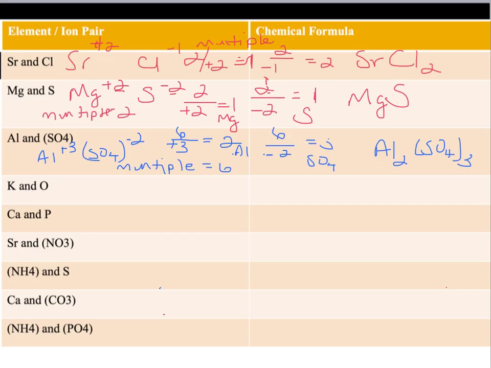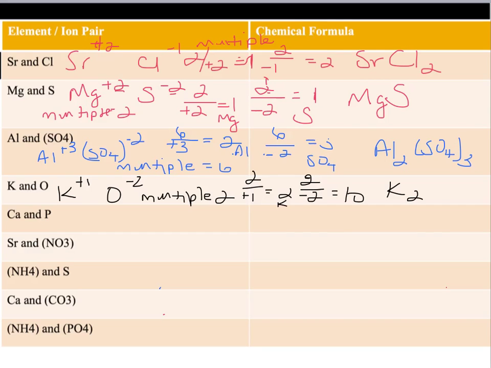But the next one, K +1 and O -2. So our multiple is 2. You take the multiple, divide it by the ionic charge. So for the potassium you get 2. You take the common multiple, divide it by the ionic charge, and you get the number of oxygens in the compound. So this chemical formula is written K2O.